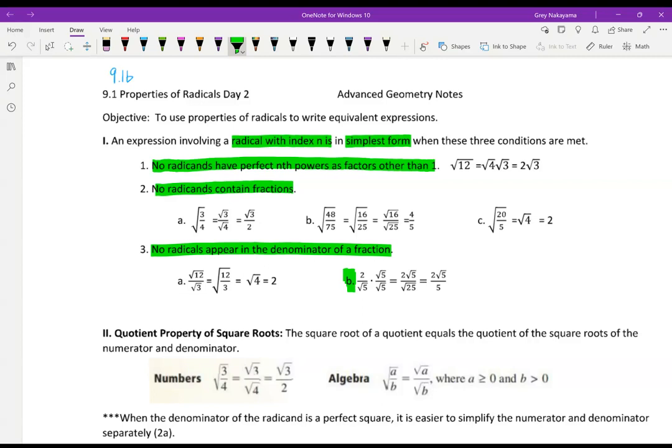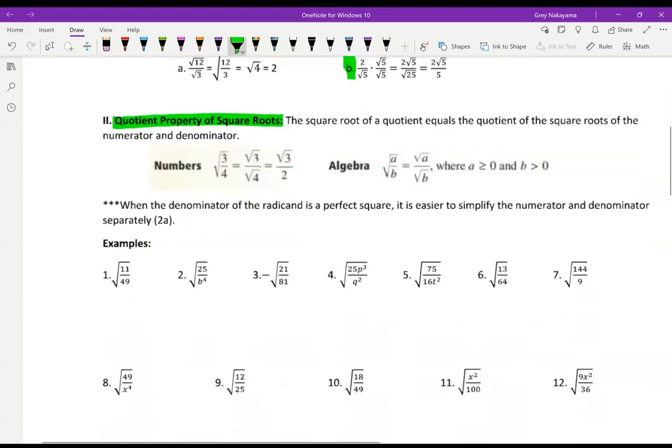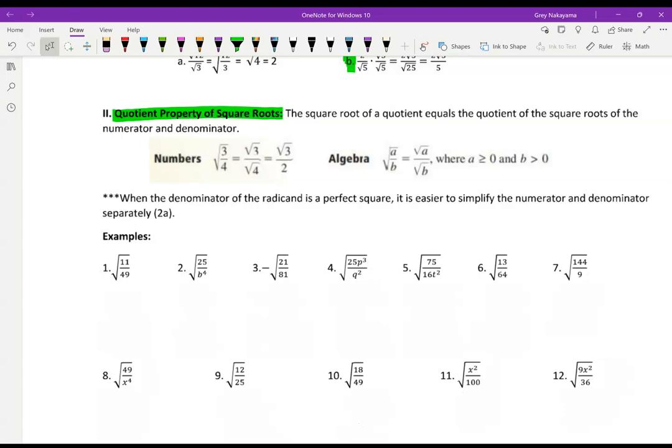And B, as I said to you yesterday, is what we're going to concentrate on today, and that is the quotient property of square roots. Yesterday we talked about the product property of square roots. When you had a product underneath, we could keep it together, we could break it apart. Whichever one of these two is easier for you to work is what you ought to do. So that's what we're going to concentrate on today in all of our examples.